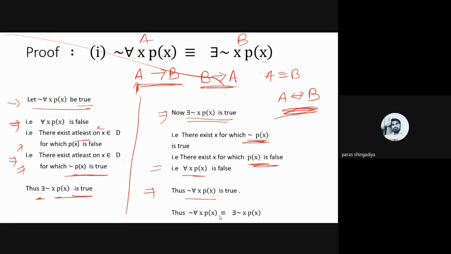Is there any doubt to anyone? Because it is a very important theory in this unit and it is the last topic of this unit. Is it clear? Is there any doubt to anyone in any topic in this proof?